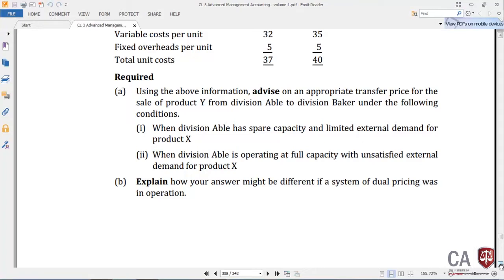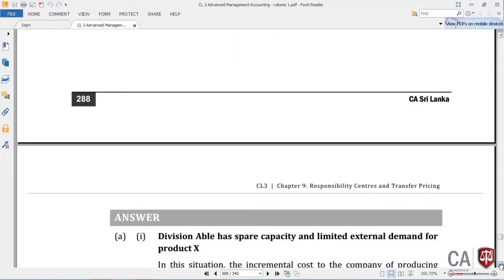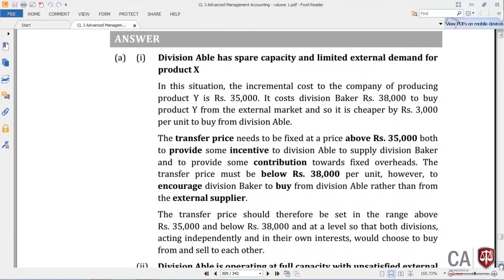Roman number one: when division A has spare capacity and limited external demand for product X, clear? That is the first question. Let's take the answer. Why is this answer important? It is explaining the reason. Now, the question: A has spare capacity but limited demand for product X. That is the situation. Let's see the answer on this screen. Division A has spare capacity and limited external demand for product X, right?